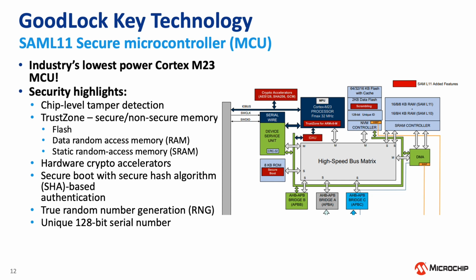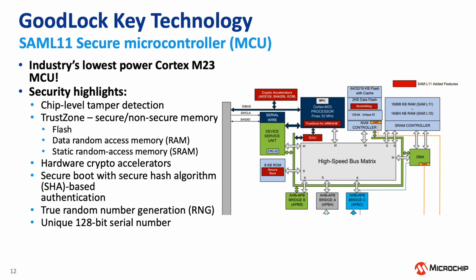A random number generator may not sound like a big deal, but it really is. A true random number generator is critical because random numbers are inputs to those cryptographic math functions we've been talking about. But not all random number generators are created equally. The SAM-L11 has a best-in-class random number generator. The SAM-L11 also has a unique serial number. The serial numbers are another critical input into the cryptographic math functions. So this is another required feature for successful security design.